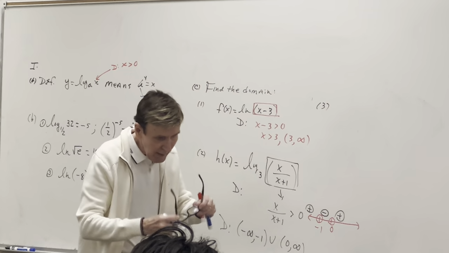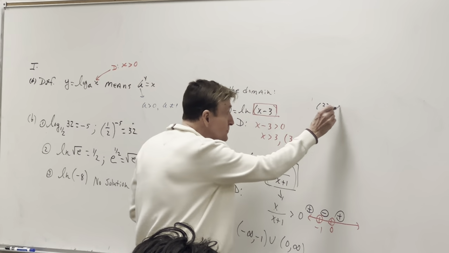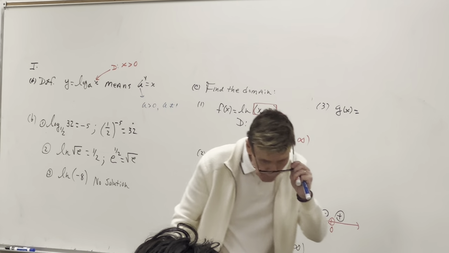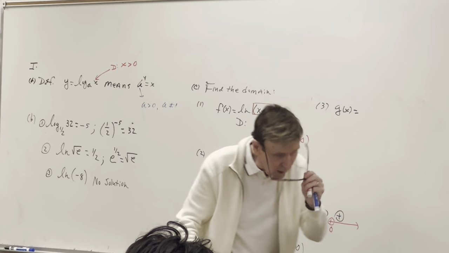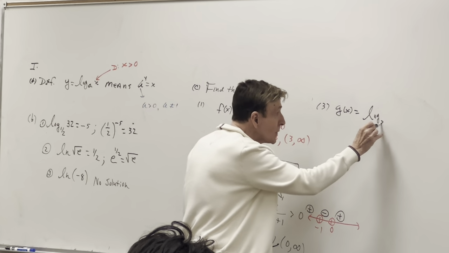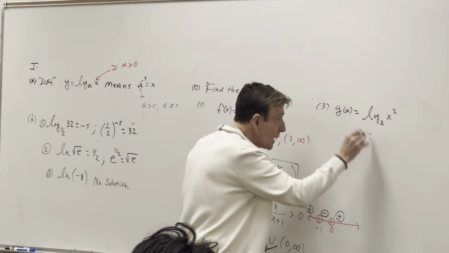Last one here, guys, number 3. Let's find the domain on the last one. I think I feel good about this now. G of x equals, I think I threw in, all right, log base 2 of x squared. The domain.